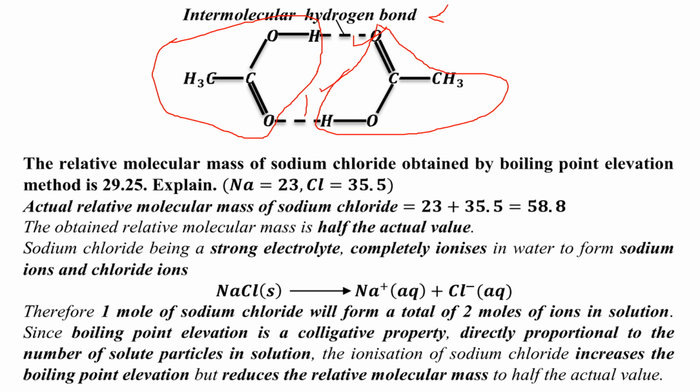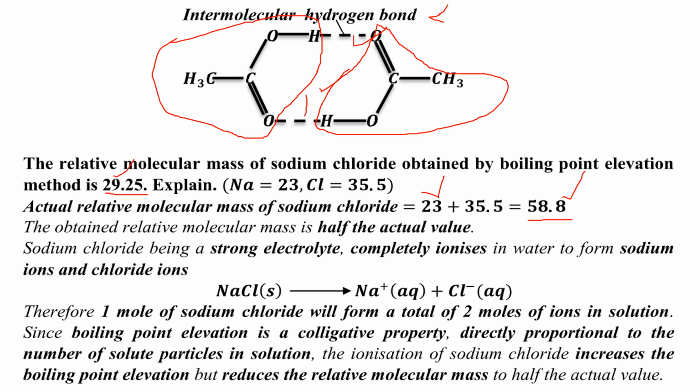Now you're saying that the relative molecular mass of sodium chloride obtained by boiling point elevation is going to be 29.25. Explain the reason why. The first thing is to get the actual molecular mass of sodium chloride, which is going to be 1 times 23 to get 23, plus 1 times 35.5, to get 58.5 as the molecular mass. So if you look at this, the actual value is twice the value which is given.